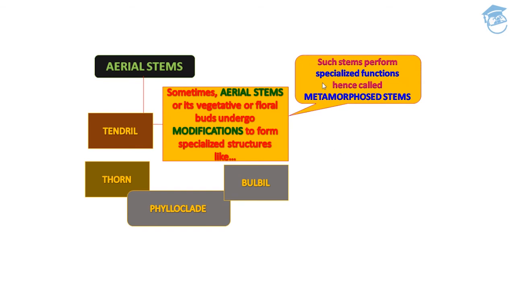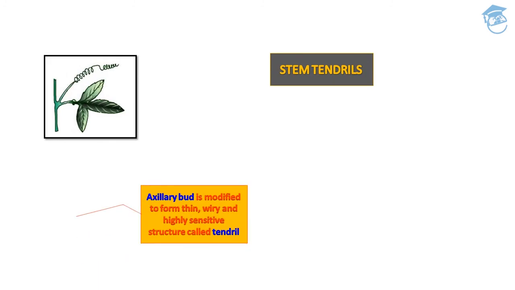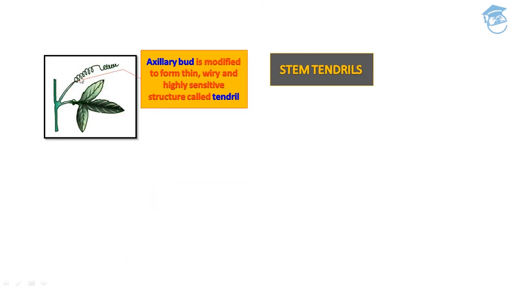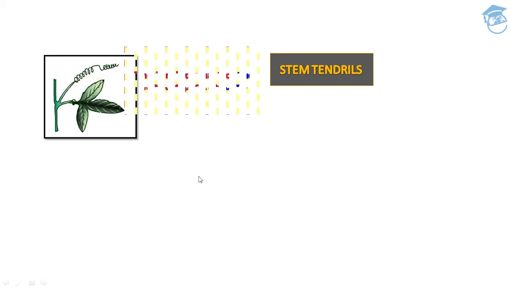Okay, such stems perform a special function, hence they are called metamorphosed stems because they can perform another function too. So first is the stem tendril. This is a tendril, which is wiry in nature. This is the axillary bud, which is modified to form a thin wiry structure, and that is a highly sensitive structure. So this is called a tendril.